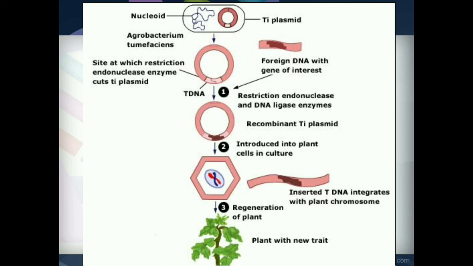Here you can see transformation by the recombinant DNA technology method. Here is how the bacterial DNA, with the Ti plasmid as a vector, is transforming the entire bacterial cell, and hence we can introduce this into plant cells in culture, so that plants with new characters can be regenerated by genetic engineering techniques of recombinant DNA technology.